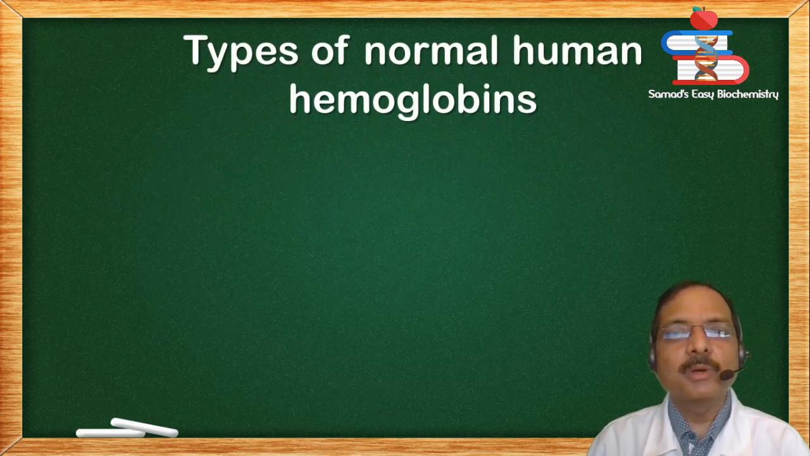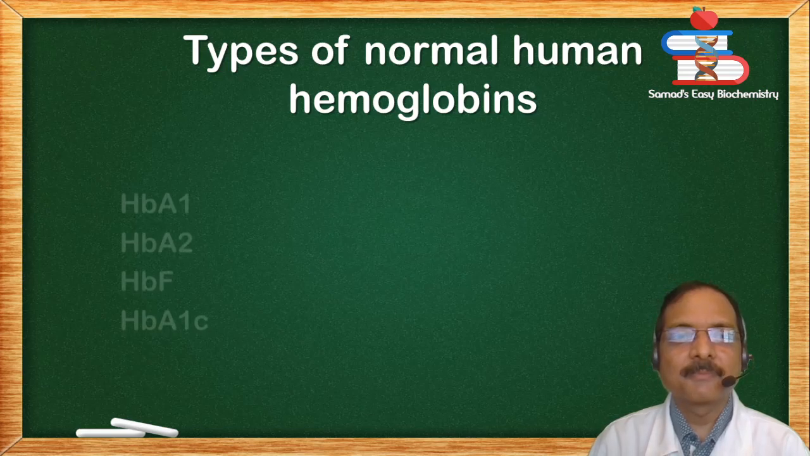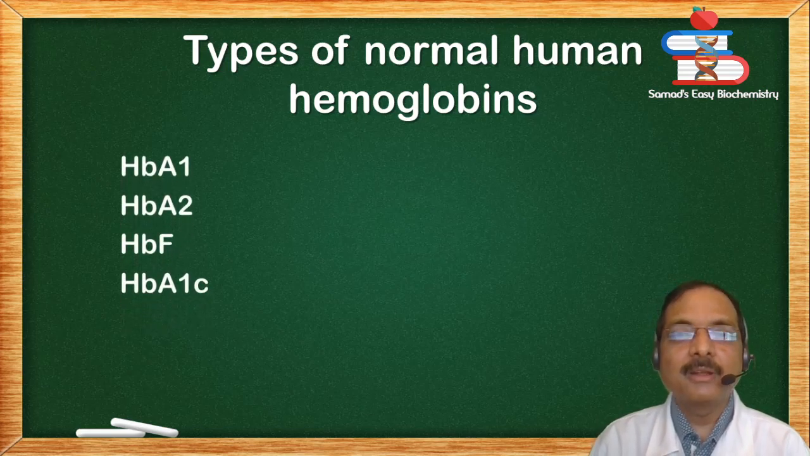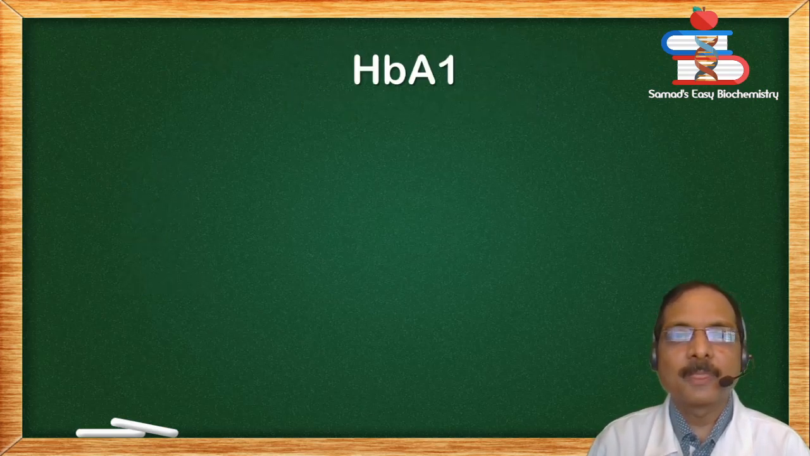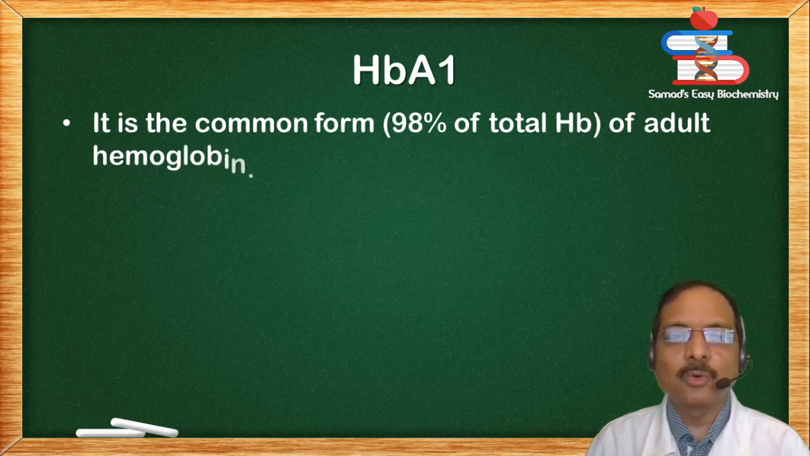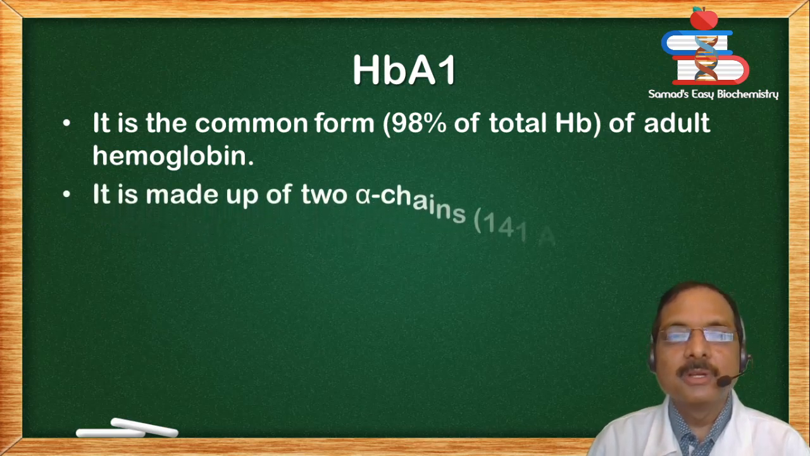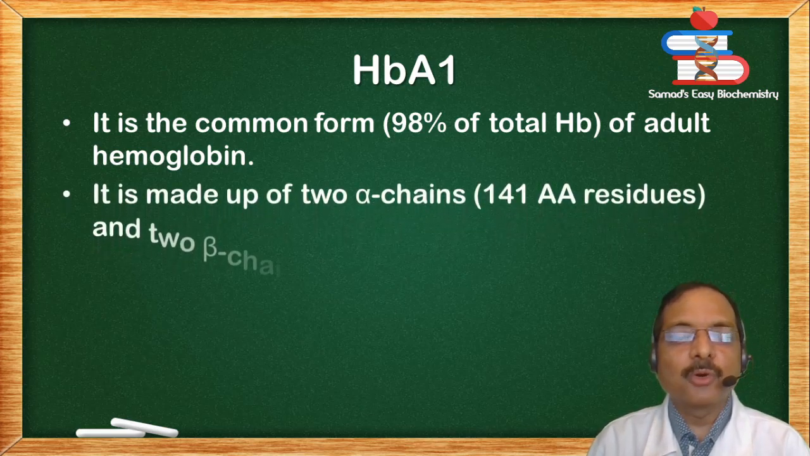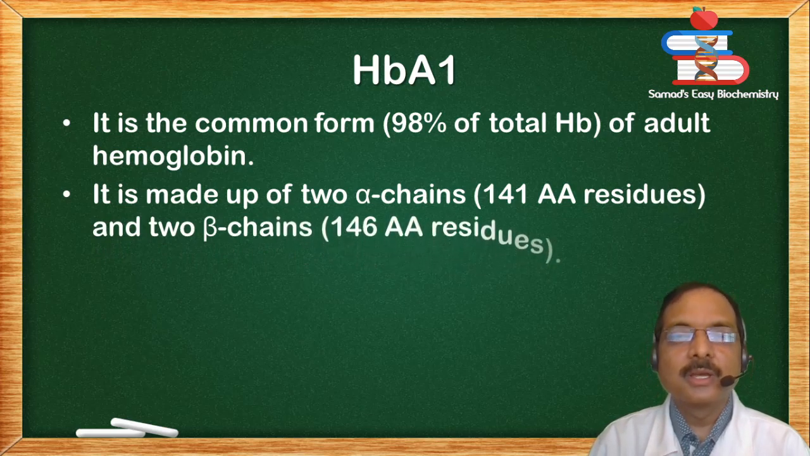Types of normal human hemoglobins. They include HbA1, HbA2, HbF, HbA1c. Let's see them one by one. HbA1. It is the common form of adult hemoglobin, about 98% of the total Hb. It is made up of 2 alpha chains with 141 amino acid residues and 2 beta chains with 146 amino acid residues.